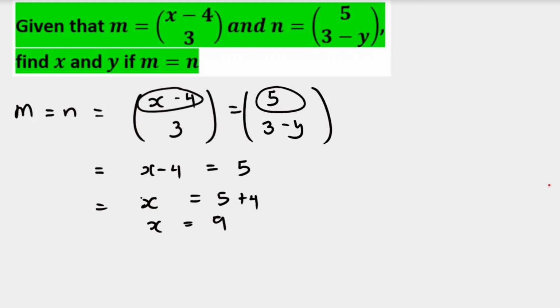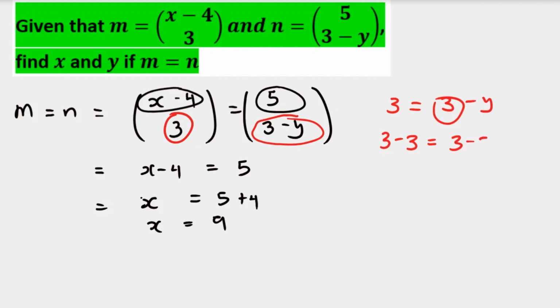Okay, so now that we have the value of x, let's get the value of y from the y component. So you can see that this one is also equal to this component because they are equal. So now we can say that 3 is equal to 3 minus y. How do we find the value of y? We have to subtract this 3 from both sides. So I'm going to get 3 minus 3 equal to 3 minus 3 minus y. So that will give me 0 equal to, 3 minus 3 is 0, so we have negative y.